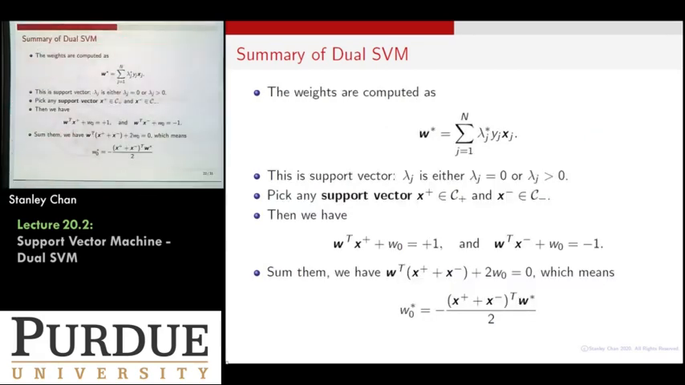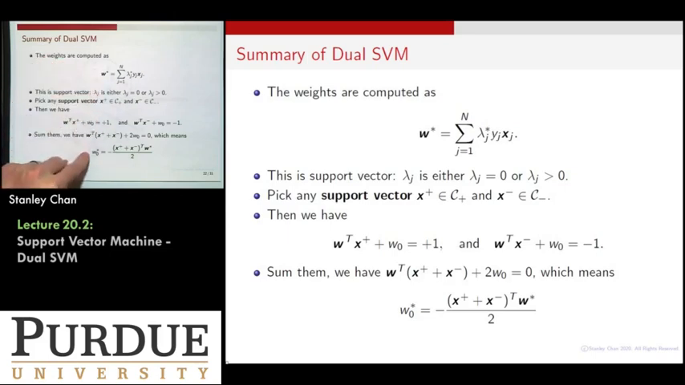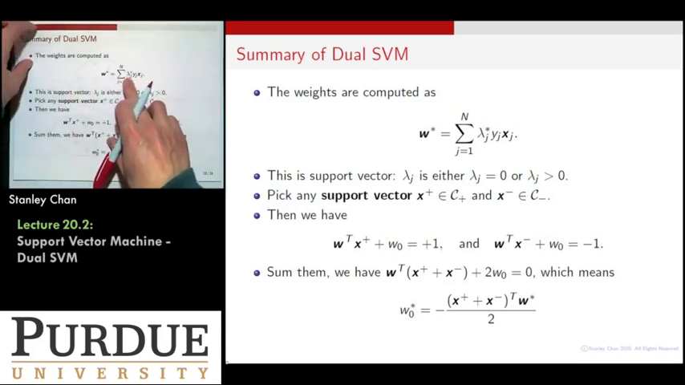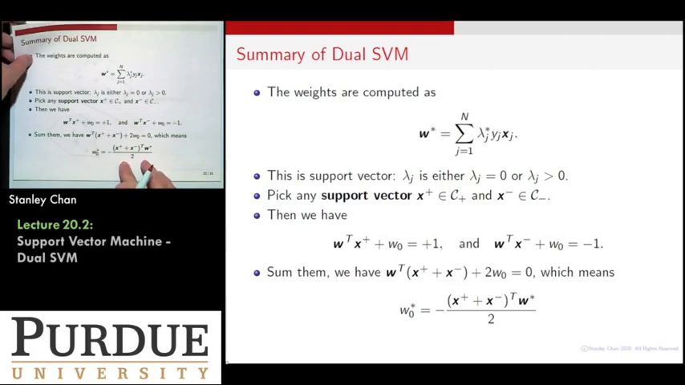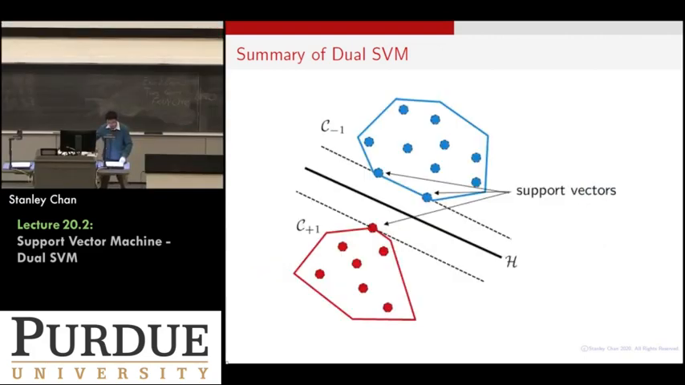Now, this slide just summarizes how you turn from the dual solution to the primal solution, which we have talked about. One is that you find a W star, and then the other one is to find a W0 star. The W star would be a linear combination of the support vectors, and here you're just picking two support vectors and finding a particular W0. All right, so this slide just summarizes the picture again. So this is what we mean by a support vector machine.